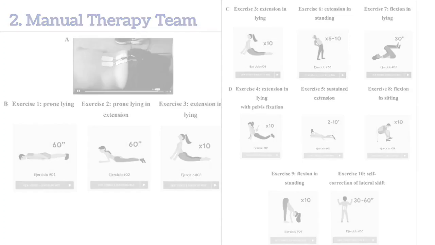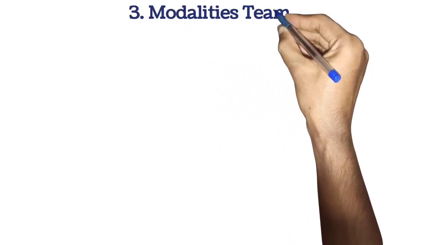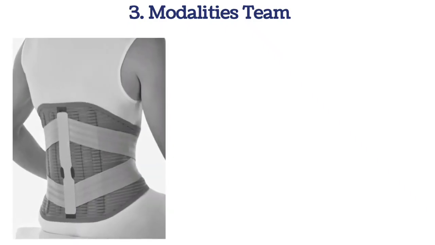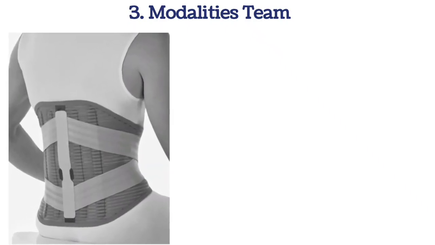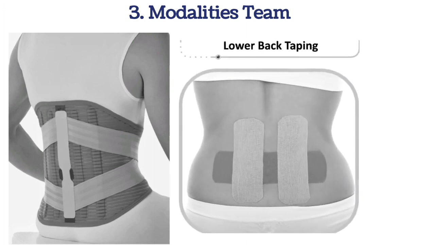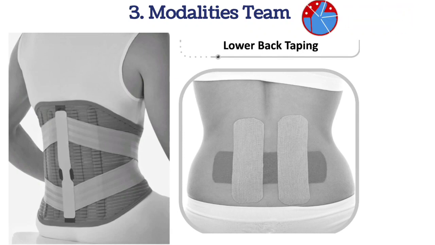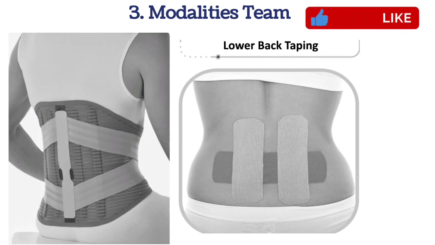3. Modalities team: use lumbar back support to stabilize the spine, correct deformities, and reduce mechanical forces. It may help alleviate pain while sitting. Apply taping, standard or kinesio tape, to relieve lower back pain. However, taping should be used in conjunction with therapy to improve range of motion. Consider lumbar support braces for stabilization and reducing mechanical forces, although their efficacy is not fully supported by evidence.